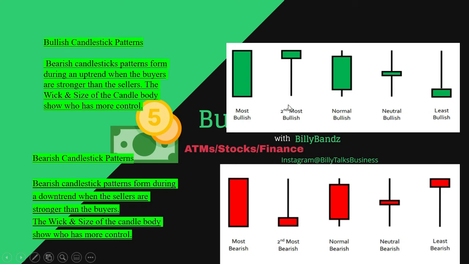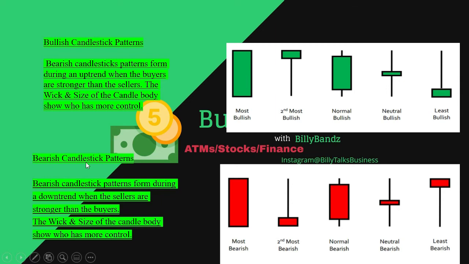Now, this is the second most bullish, simply because we can see that buyers push the price up and there's no sellers. There's no wick on top, so there's no sellers trying to push the price down. The bulls have the most control here. Now, this is the most bullish candle because we can see that there's no shadows. There's no sellers trying to take over. We're simply just bullish here. There's a lot of buyers that have the most control.